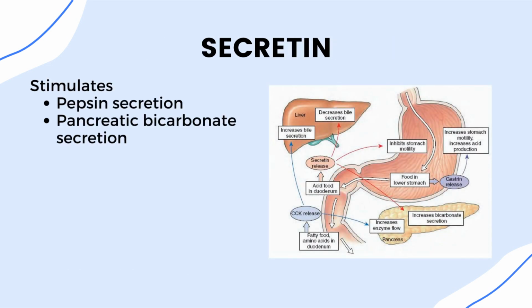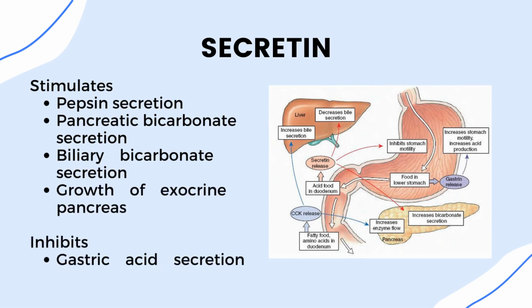Now let's talk about secretin. The stimulus for secretin release is acids and fats. Secretin is secreted in the S cells of the duodenum and ileum. Its function is to stimulate the secretion of pancreatic bicarbonate, pepsin, and bile bicarbonate. The function of bile and pancreatic bicarbonate is practically to buffer gastric acids. It also stimulates the growth of the exocrine pancreas and inhibits the secretion of gastric acid.